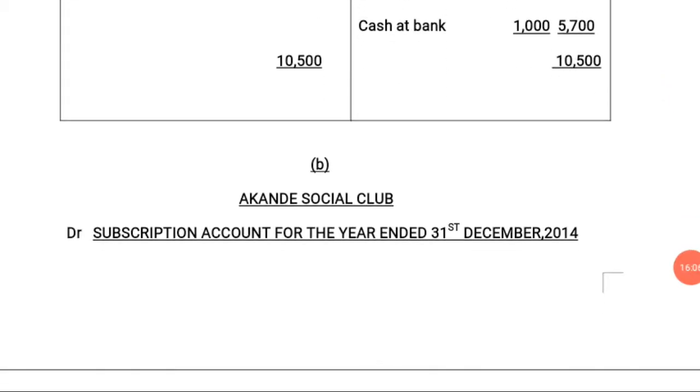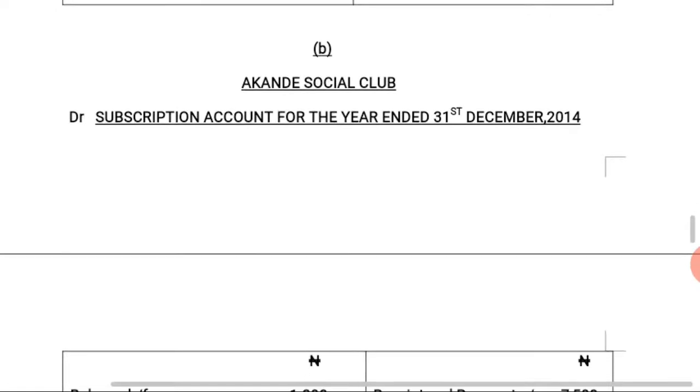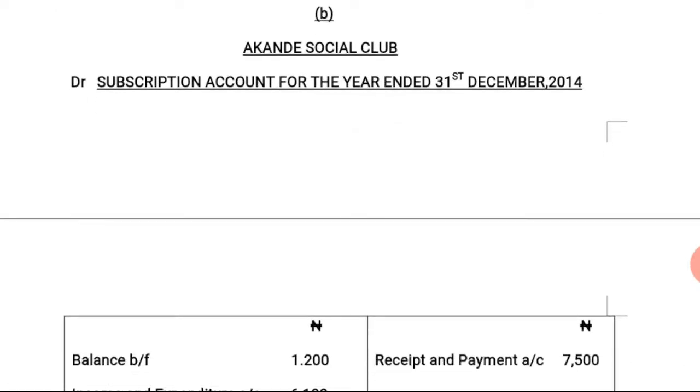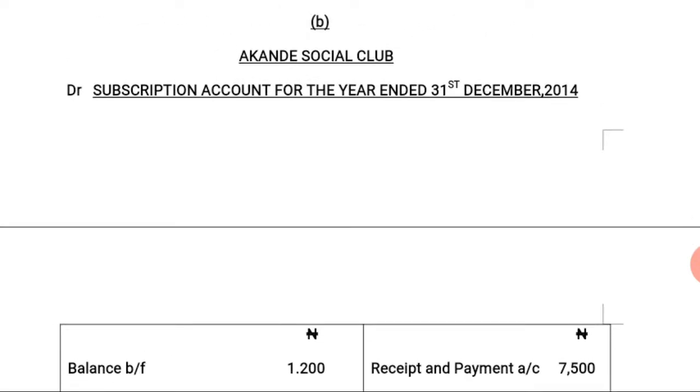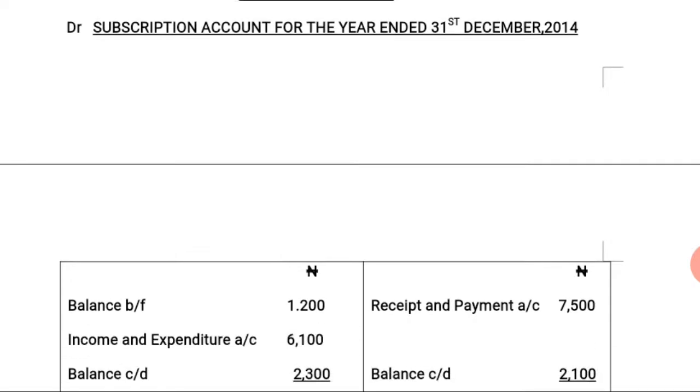From there, the second question that we are asked is to prepare the subscription account for the club as at the end of 2014, that is the 31st December 2014. So for us to prepare that, that's B, Account Ss3 Social Club. We have to have the debit and credit side of the subscription account for the year ended 31st December 2014.